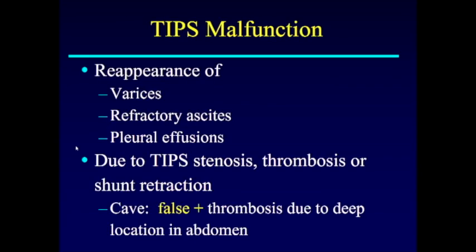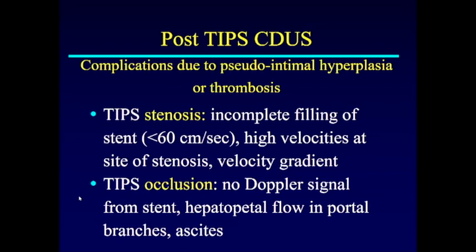When should you worry about malfunctioning of the TIPS? When you see reappearance of varices, when the ascites recurs, and when you see development of pleural effusions. And these are due to either TIPS stenosis or thrombosis or shunt retraction. Be careful sometimes if the shunt is really, really deep in the abdomen. If the patient is very big, you could falsely identify an occlusion or thrombosis.